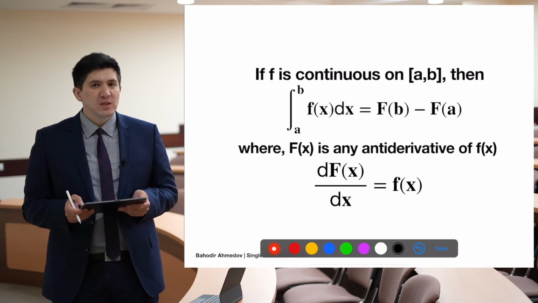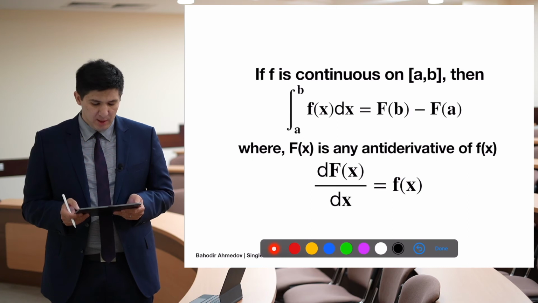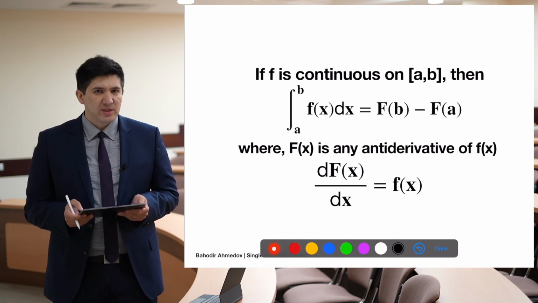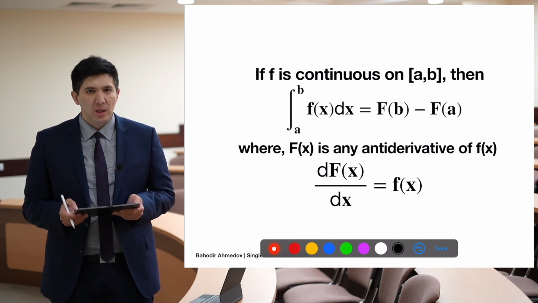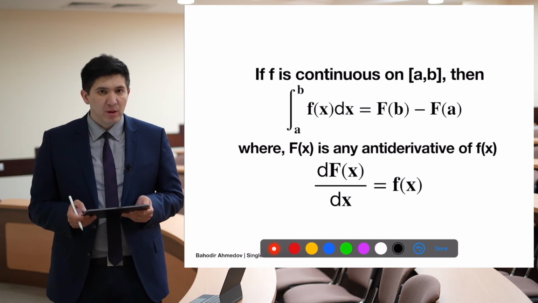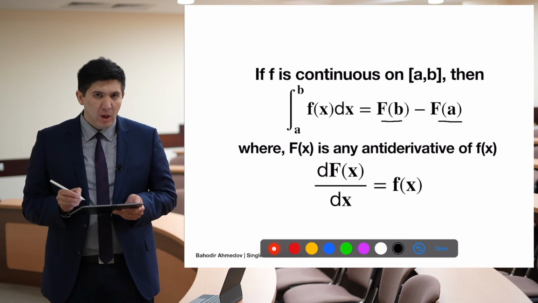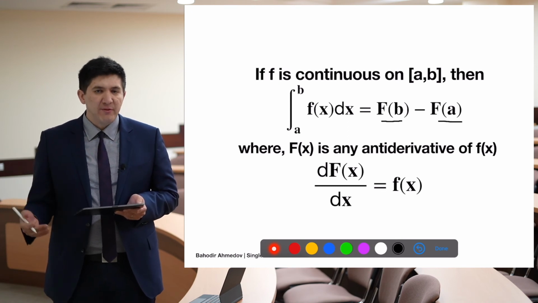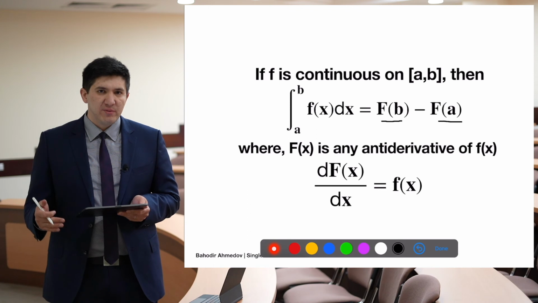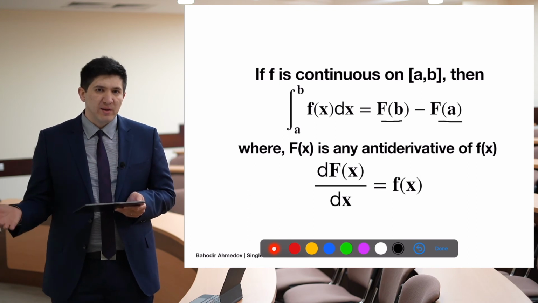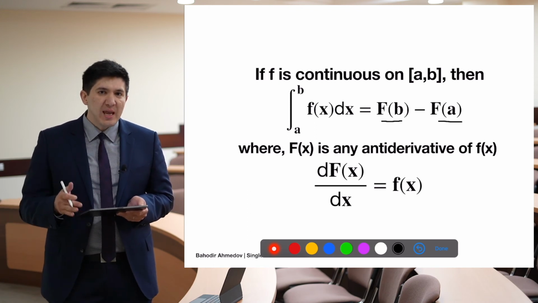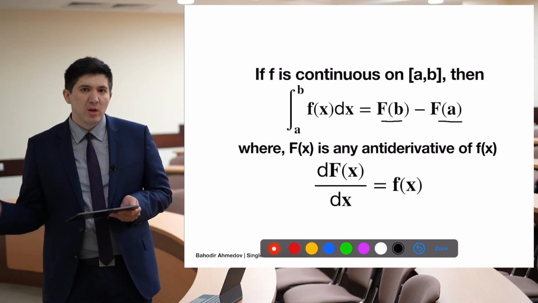So if f is continuous in some interval between a and b, then the integration of this f from a to b is going to be big F at b minus big F at a, where the capital F is the antiderivative of the small f. The antiderivative means that if you take the derivative of the capital F, you're going to get the small f.